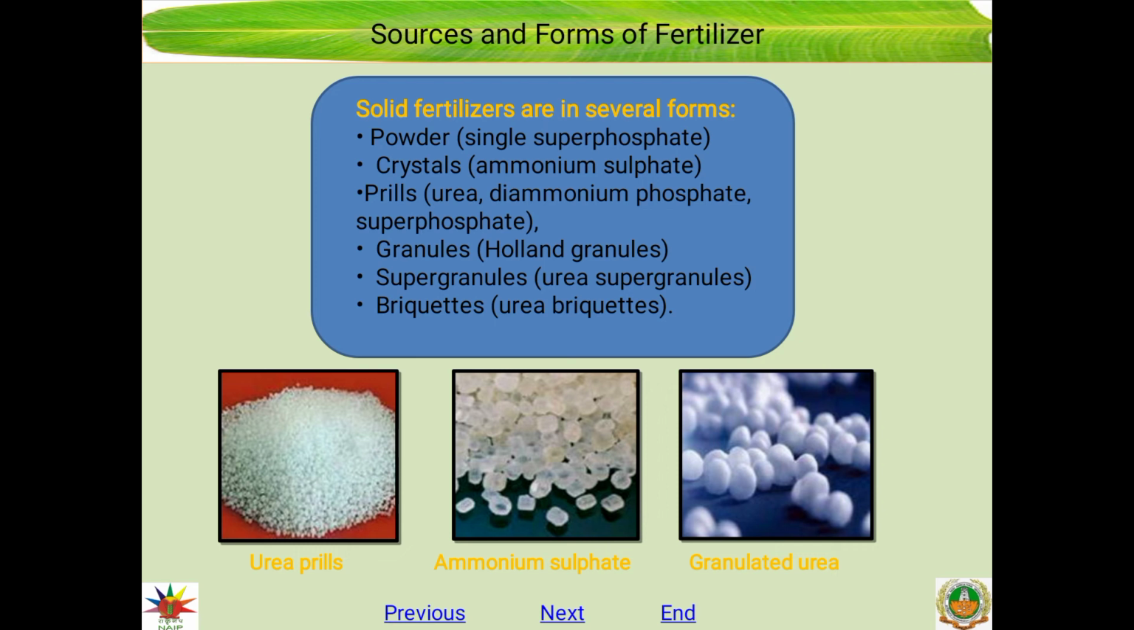So these are the different forms of solid fertilizer, and they are shown in the figures: urea prills, ammonium sulfate, granulated urea. So these are examples of solid fertilizer.